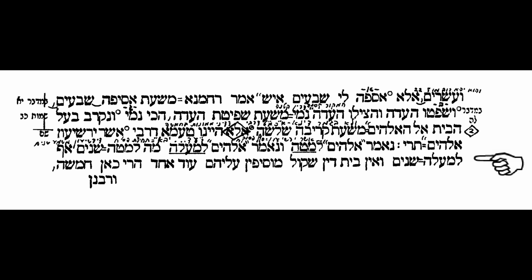Ve'ein Beis Din Shakel, and you cannot have an even number of judges on a Beis Din. Mosifan Aleim Od Echad, we add one more. Hare Kan Chamisha. That gives me a total of 5. With that we explain Shitas Rebbe.